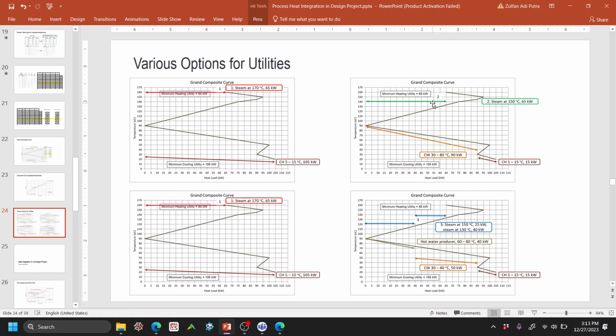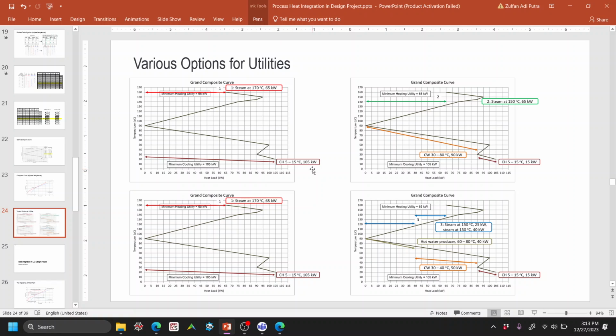And then I cannot have a huge amount of chilled water, for example. I can only have this amount of chilled water, because for chilled water you need extra power to run it. And then the bulk of the cooling utility will be run by the cooling tower, so you have the cooling water. So this one is cheaper compared to this option.